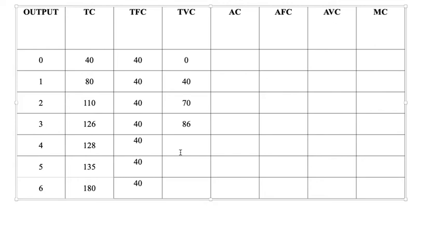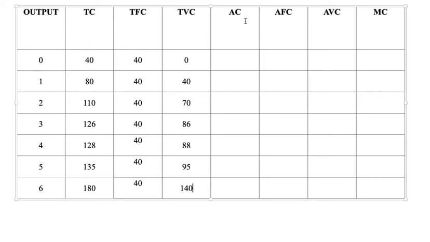It is 88. Then we have 135 minus 40. It is 95. Then we have 180 minus 40. 180 minus 40 is how much? It is 140. So this is how we can calculate total variable cost.